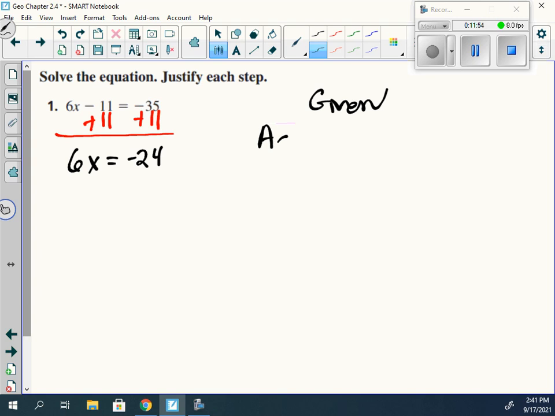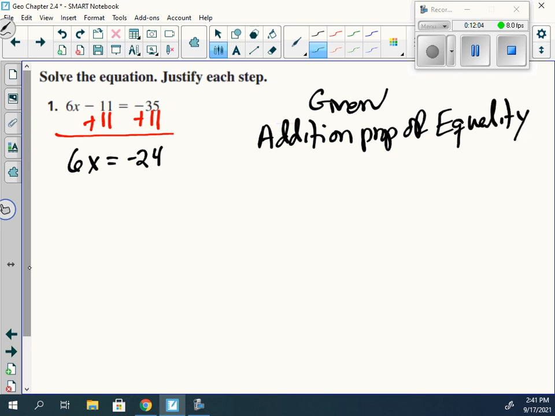And this is our definition. So what do we do next? Well, we would divide both sides by 6.